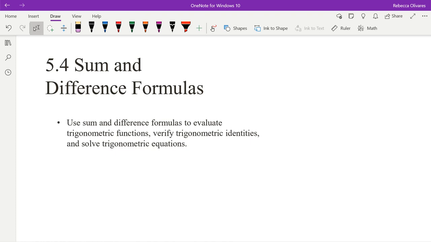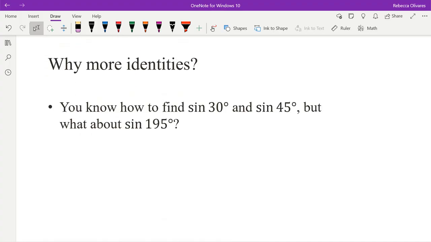All right, sum and difference formulas for trigonometry, sometimes called sum and difference identities. Why do we need more identities? Well, you already know how to find the sine of 30 degrees and the sine of 45 degrees, but what about something like the sine of 195 degrees? With these new identities, we can find that.